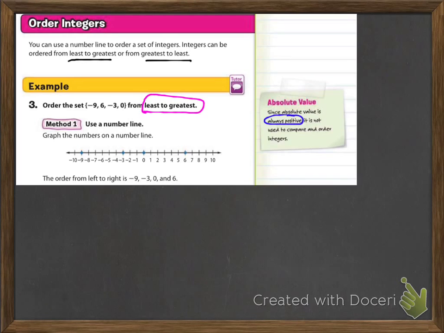I'm not going to have you draw a new number line, but I am going to have you plot the numbers again over the ones they've given you. So the first one is -9. The next one is +6, so we're going to go way down here to the right of the 0. Then you have -3, which we know will be to the left of the 0, right here. Then we have 0, which will be on the 0, right here.